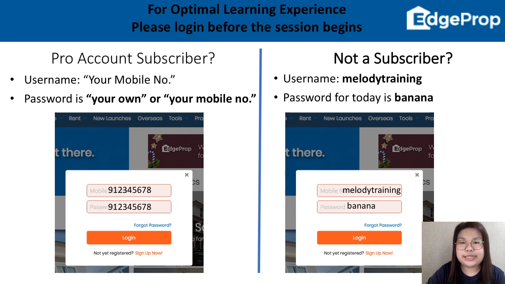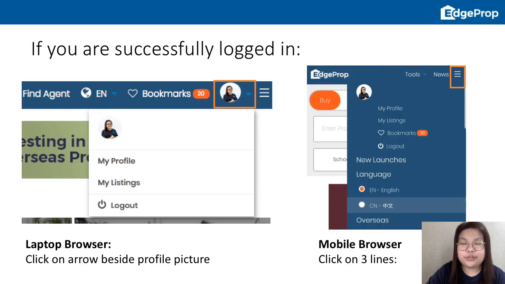Yeah, let me proceed. So this is how it's going to look if you're logged in properly. You should see your picture or your name somewhere when you mouse over the button on the top right hand corner, the 3-line button, or the arrow down, depending on whether you are using the laptop or your mobile phone browser. Okay.